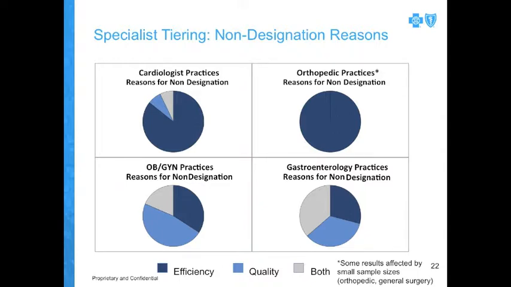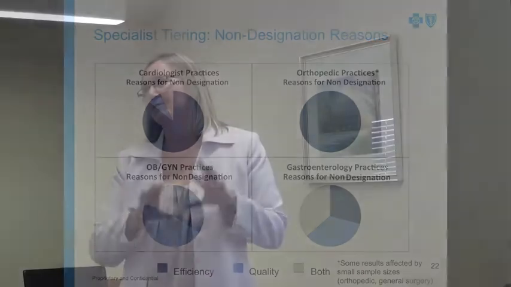They're still working on this, and they wanted me to make sure that I noted that there are some issues, like in the orthopedic practices, with some small low counts there that affect that, and that's why you see everything based on efficiency. So they're tweaking that, they're getting more data in to be able to really do that distinction a little bit better. That is it.